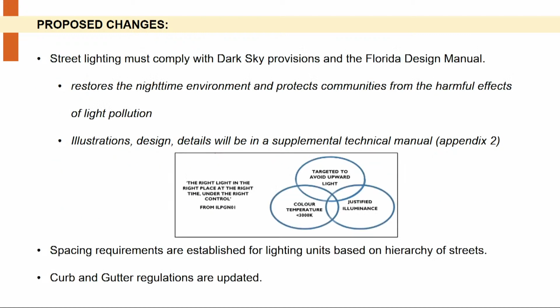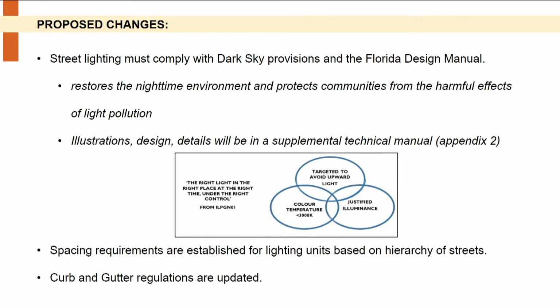Also, other than street circulation, we also have street lighting. We're going to have street lighting which complies with dark sky principles. I'm not an expert, but basically what dark skies does, it restores the nighttime environment and protects communities from harmful effects of light pollution. It'll reduce glare, reduce intrusion on neighboring properties, and may allow our children to maybe even see the stars at night as time goes by.